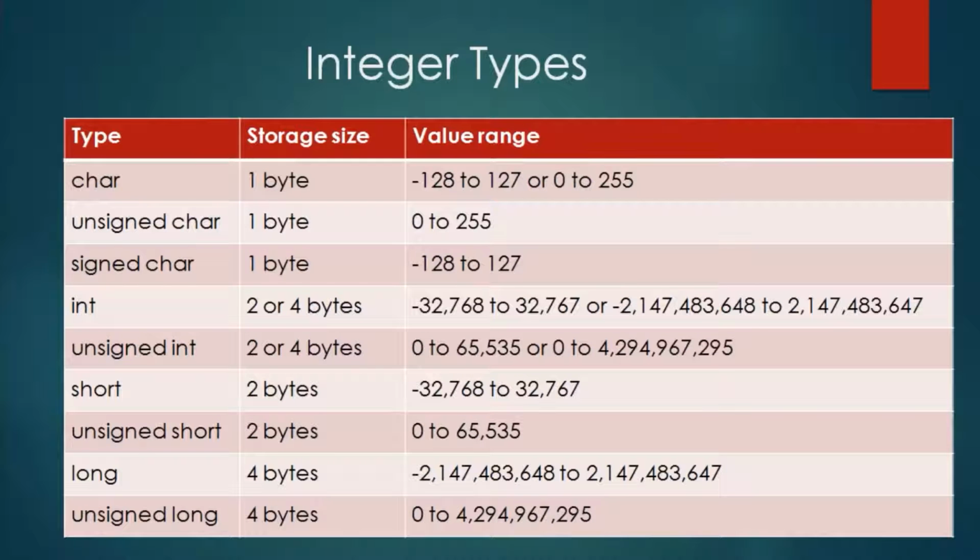Now in integer types we have character, unsigned character, and signed character, which take 1 byte, whereas integer and unsigned integer take 2 or 4 bytes depending on the compiler. Short and unsigned short take 2 bytes. Long and unsigned long take 4 bytes.